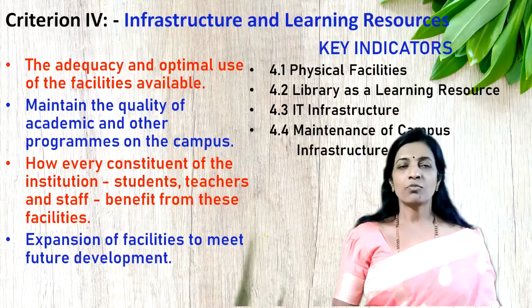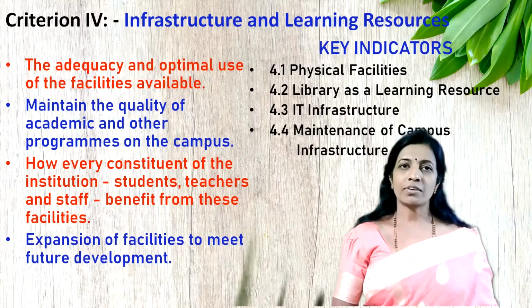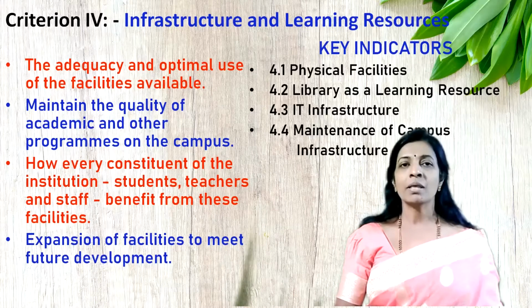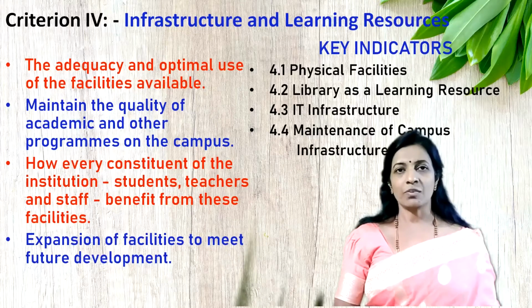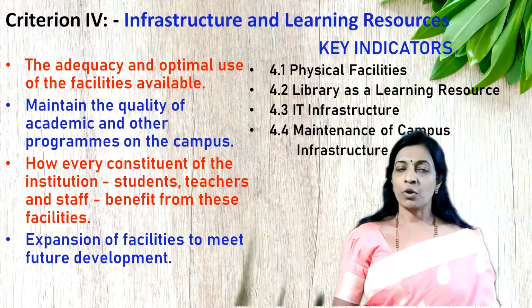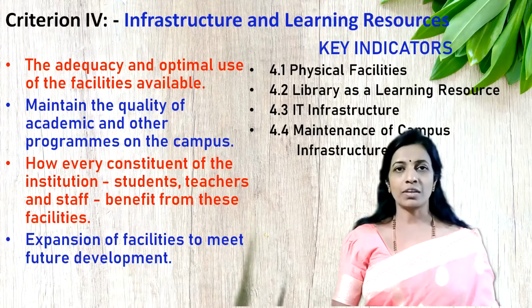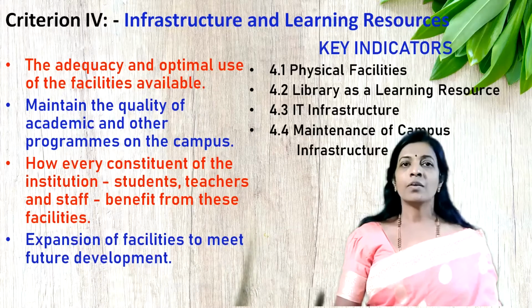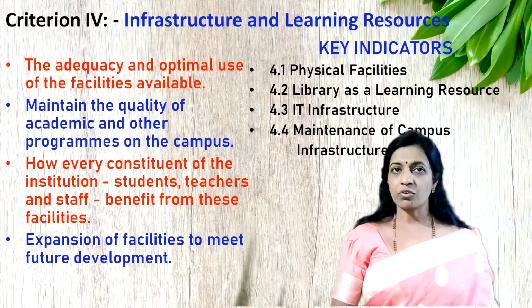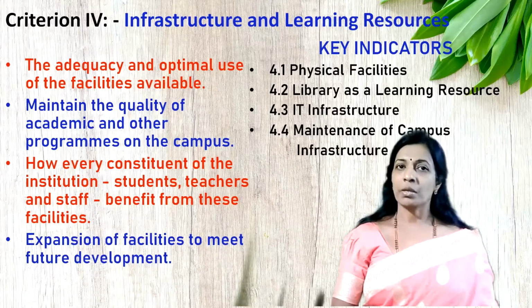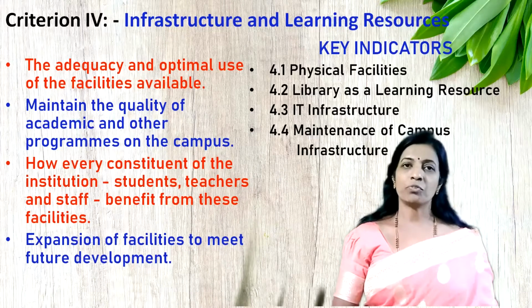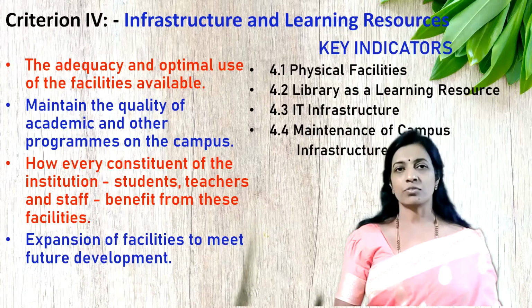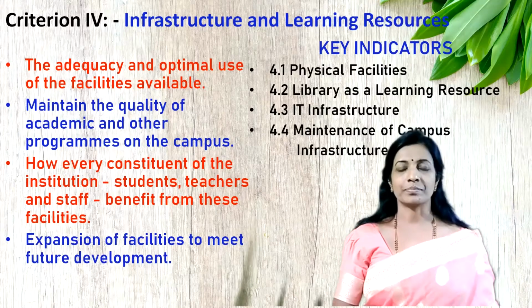So this fourth criteria, infrastructure and learning resources, basically deals with the adequacy of the infrastructure provided, the optimum utilization of the infrastructure which is available, whether all the constituents of the college are able to make use of this infrastructure, and what are the provisions for the maintenance of the infrastructure.